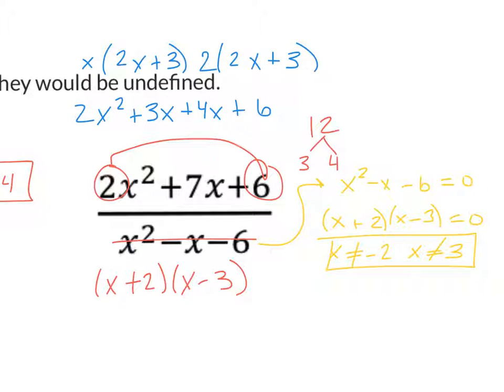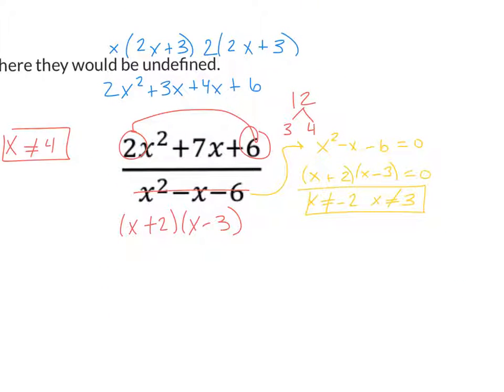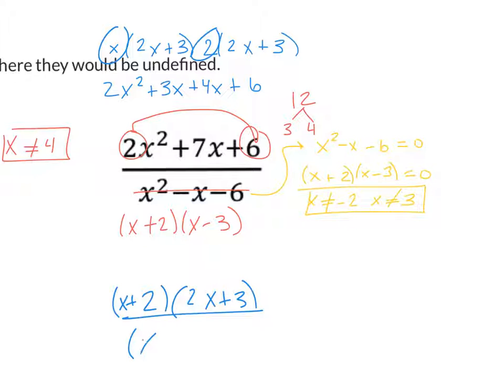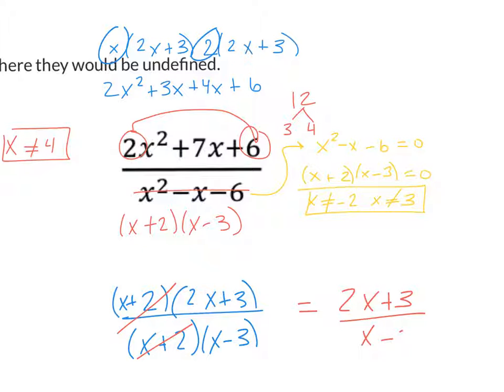So the top of my fraction is now x plus 2, because that's these pieces, times 2x plus 3, all over x plus 2 times x minus 3. And if you look at the top and bottom, what cancels out are the x plus 2's, and you're left with a simplified fraction of 2x plus 3 over x minus 3.